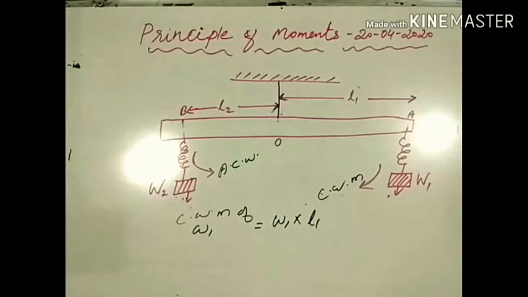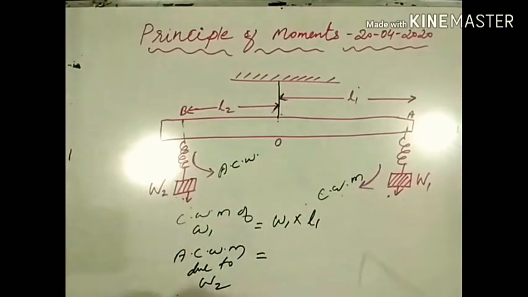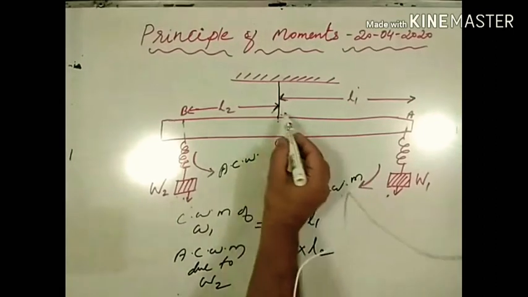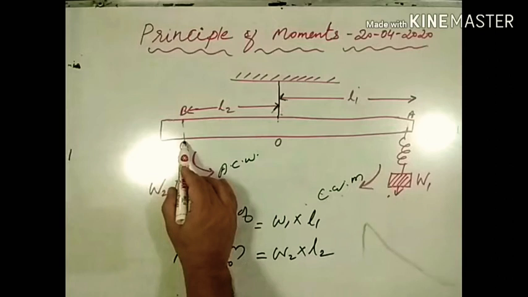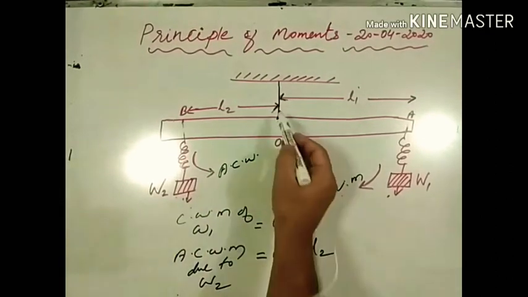Now what is anti-clockwise moment? Anti-clockwise moment due to W2 is equal to the product of force into perpendicular distance, moment of force or torque. We know the formula. The magnitude is W2 into L2, the distance between the point of suspension of the weight and the fulcrum.